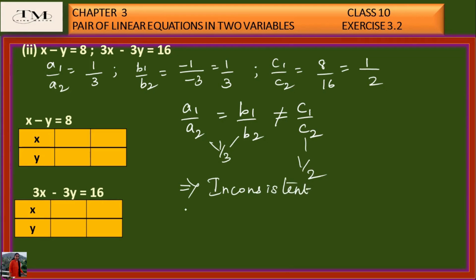If it is inconsistent, we don't have any solution. So we need not find the table. Okay. So let me go to the next problem.